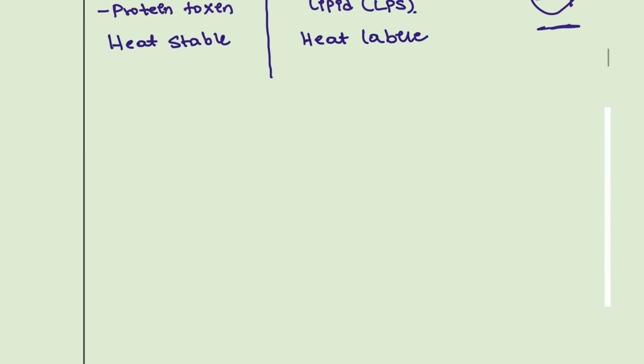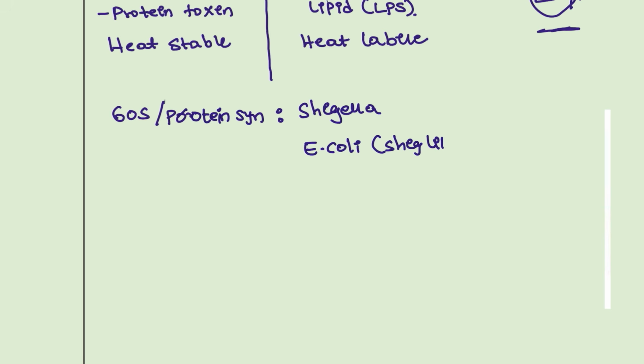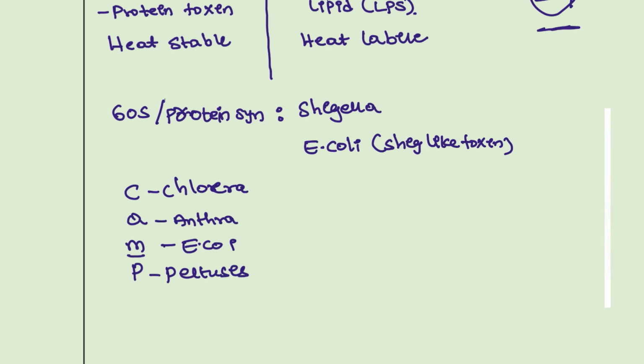Next, some of the important toxins. If 60S protein synthesis is decreased, common organisms are Shigella, which causes dysentery, and E. coli, in which there is a special Shiga-like toxin. Next, cAMP: if there is a disturbance of cAMP, it is mostly due to cholera, pertussis, and anthrax, and E. coli, which has a labile toxin.